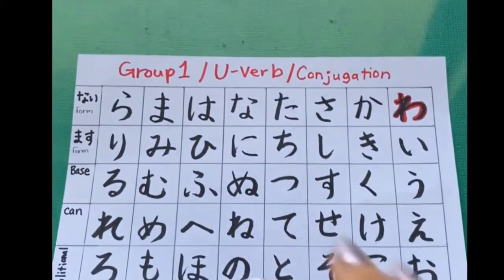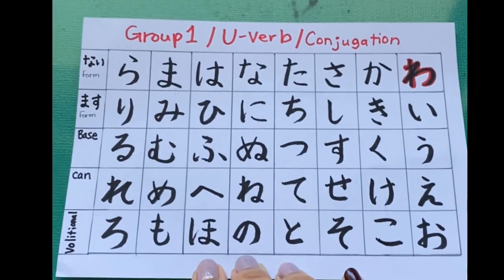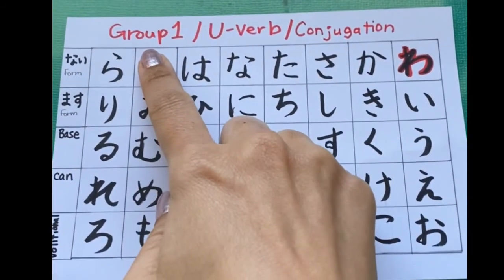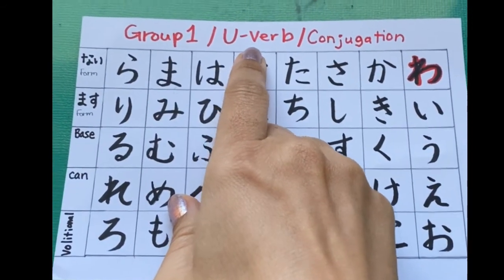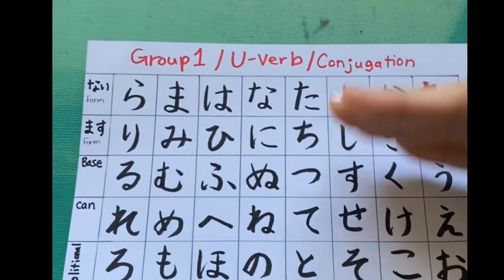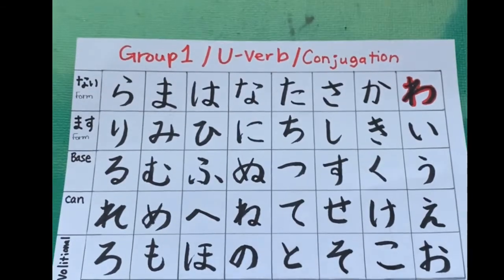Just like that. So today you made yourself this wonderful tool. When you encounter group 1 verb, or you can call U verb, this table helps you to move freely from NAI form to volitional form.